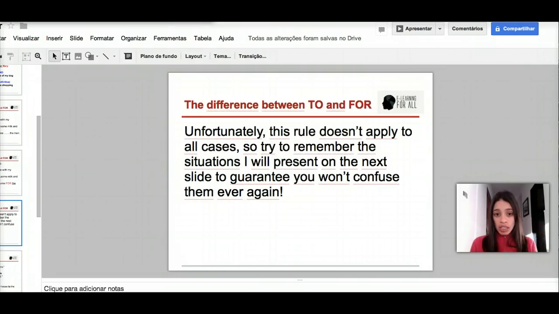Because, unfortunately, this rule doesn't apply to all cases. So, try to remember the situations I will present on the next slide to guarantee you won't confuse them ever again. Okay? I'm going to present you some situations where we should use to, and other situations where we should use for. And if the first rule that I explained to you doesn't apply, think about those situations, and when you have a doubt, you can use them, okay? So, let's move on.